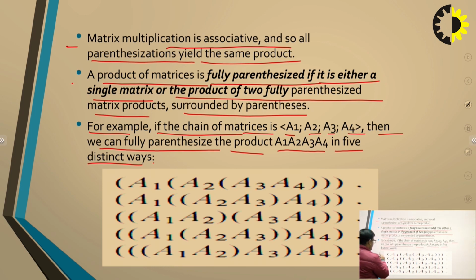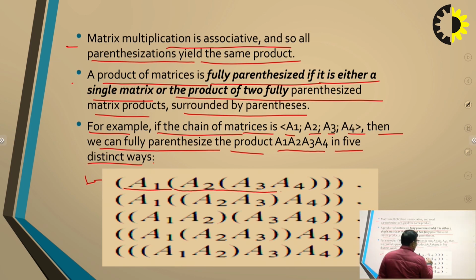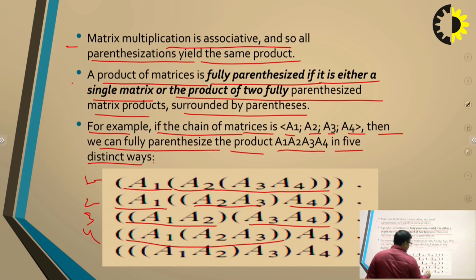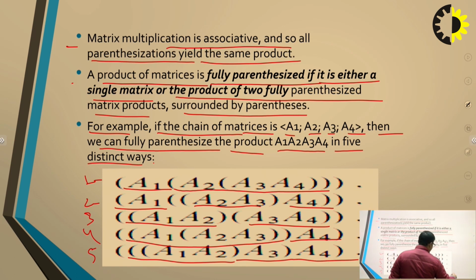First way, A1, A2, A3, A4. Then second thing, A1, then A2, A3, and then A4. Third thing, A1, A2, A3, A4. Four things, A1, A2, A3, then A4. Then fifth things, A1, A2, A3, then A4. These are different types of techniques of how to multiply.